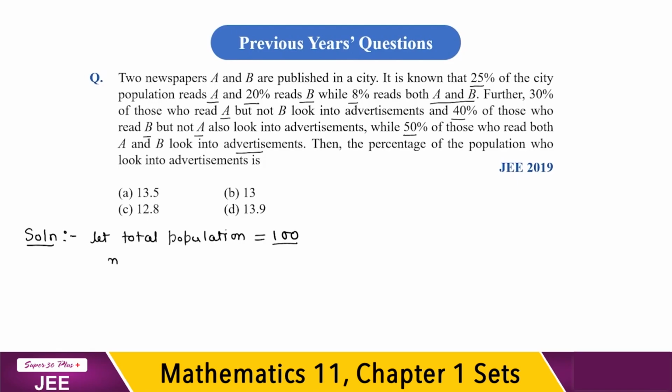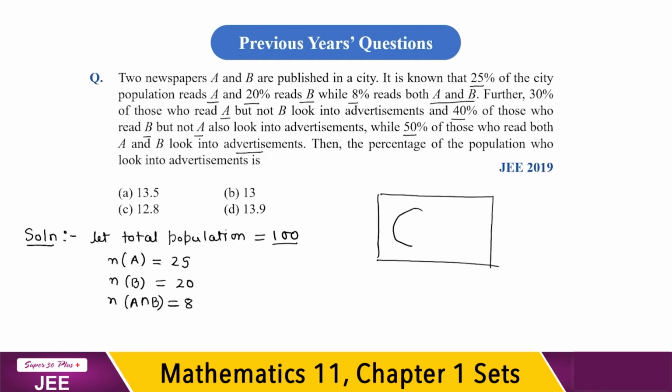So the number of people who read newspaper A is 25, the number of people who read newspaper B is 20, and the number of people who read both A and B is equal to 8. So one can easily form and imagine the Venn diagram in this scenario. Let us consider this is set A and this is set B. Since the total persons common to both A and B are 8, here we will have 17, because 17 plus 8 equals 25, and over here in the only B region we will have 12 persons.